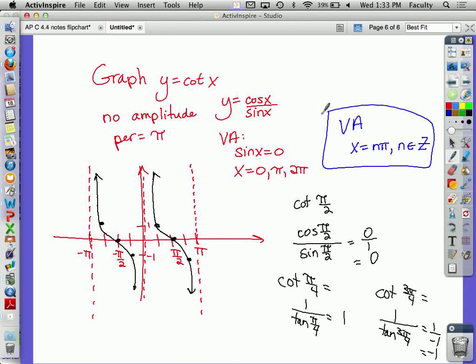Okay, so let's recap here. Tangent is typically at the 2nd tick mark right and left. Cotangent is at the y-axis and the 4th. And you just go 4 right, 4 left.